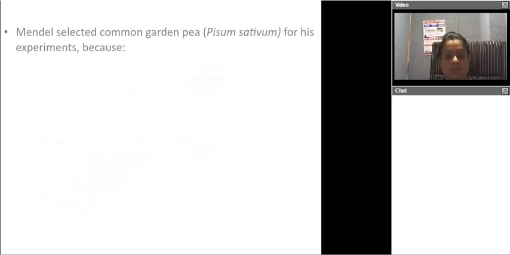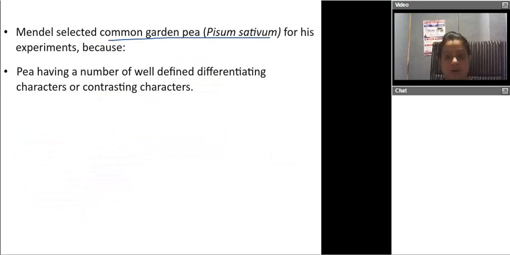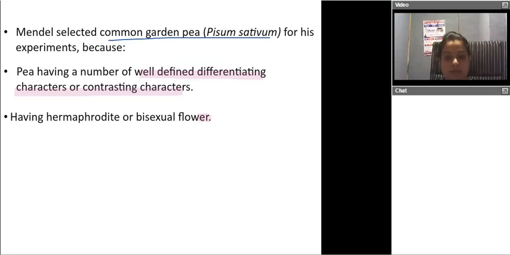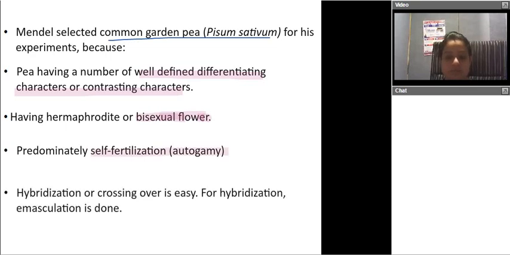Mendel also selected the common garden pea, that is Pisum sativum, for his experiments because the pea plants have a number of well-defined contrasting characters. They are also bisexual, so the male and the female flowers are located in the same plant. They undergo the process of self-fertilization, and hybridization or crossing in them is easy. Emasculation can also be done for crossing.